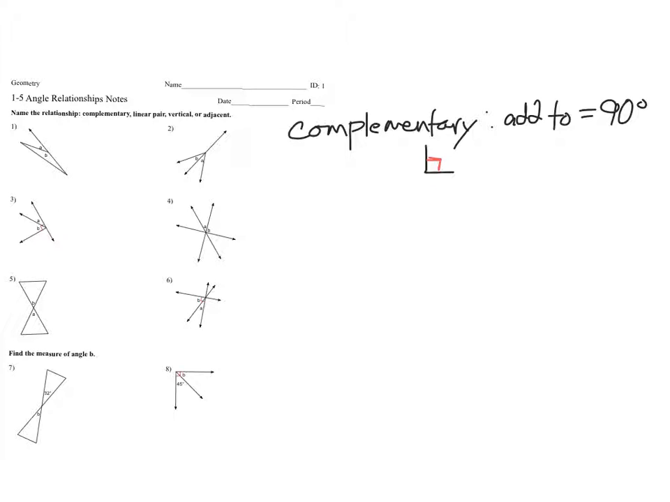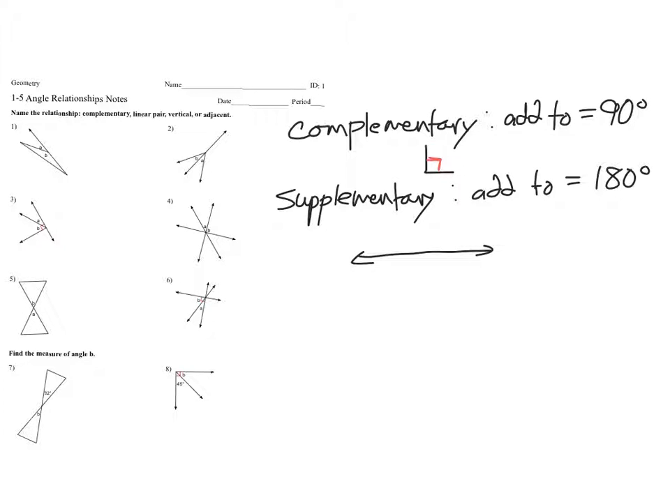One word that's not up here that we also want to address is supplementary. Supplementary means add to equal 180. What did we learn in the previous lesson? That's 180, a straight angle, a straight line. So if I have two angles here, if I take this angle and that angle together, then those two angles have to equal 180 degrees.